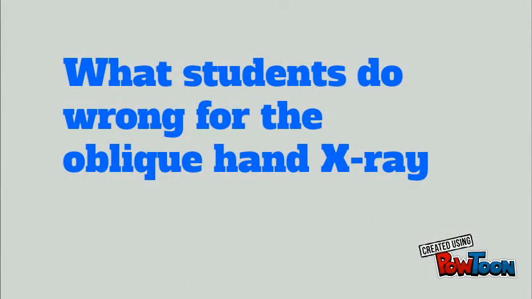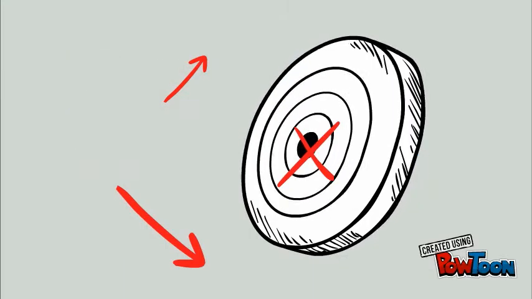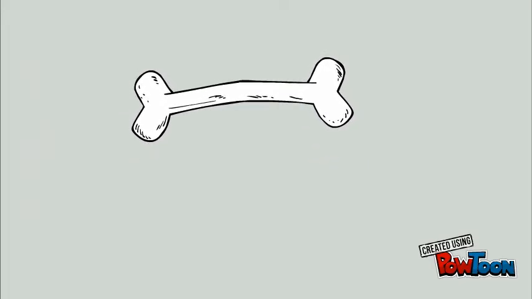For the oblique hand X-ray, students tend to center in the wrong place, or the hands are either curled up too much or not enough. And lastly, students tend to collimate too much or too tight, again missing off areas of anatomy.